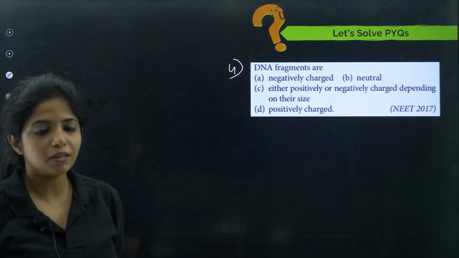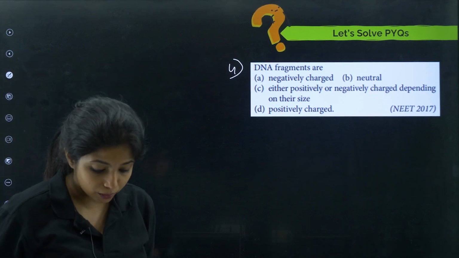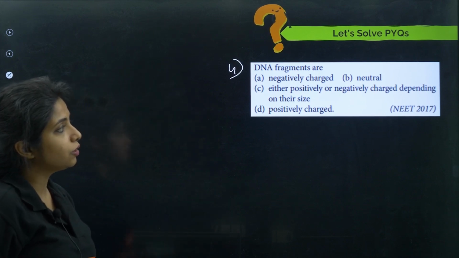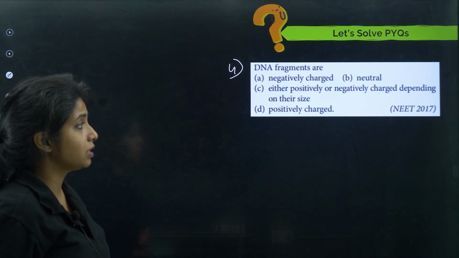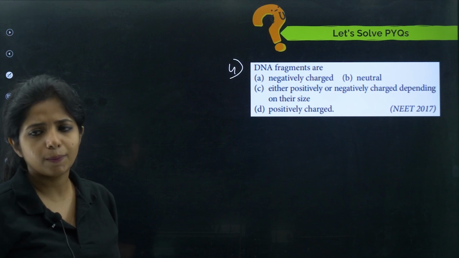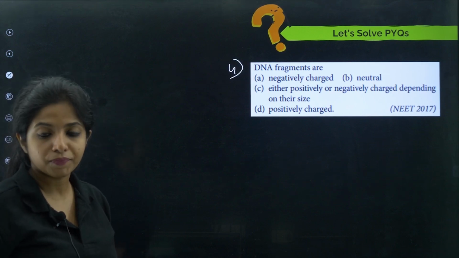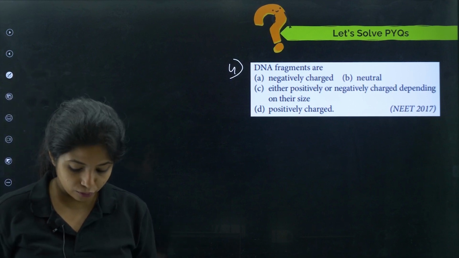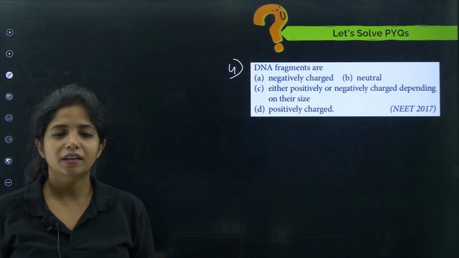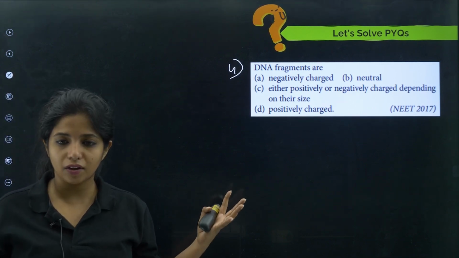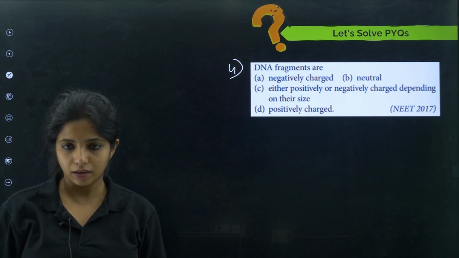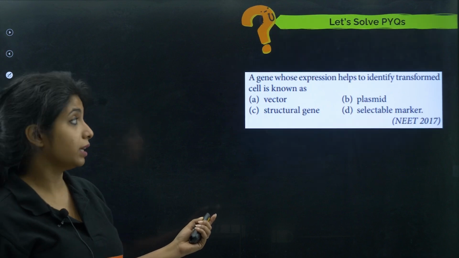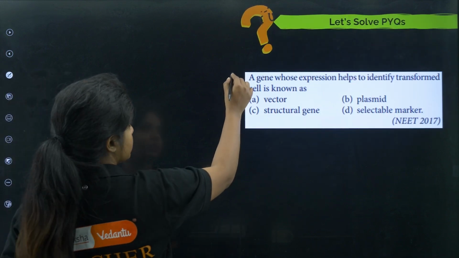I think we did it previously, but it makes more sense when we talk about it here, which is why I put it. DNA fragments are negatively charged, neutral, or either positively or negatively charged depending on their size? Such an easy question, came in NEET 2017, and still people get it wrong because we tend to forget the basics. I hope you would not be forgetting. Just imagine a DNA screaming around while passing through a lipid, and the inner core of a lipid is hydrophobic, so it has to be negative, which is why I told the answer.